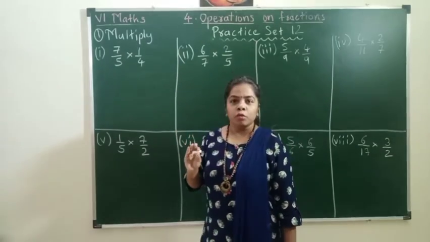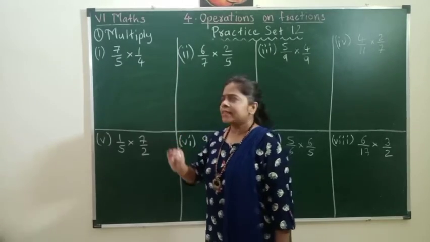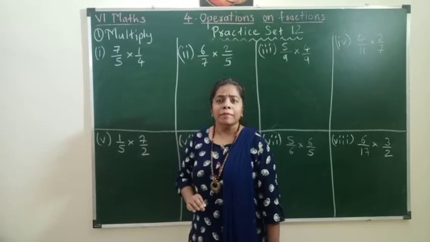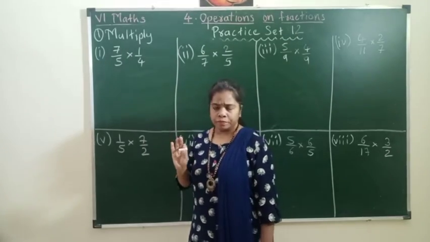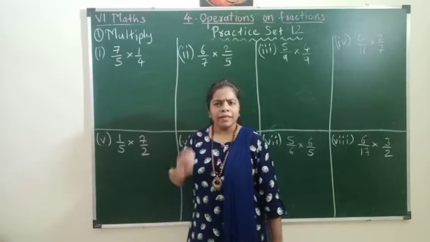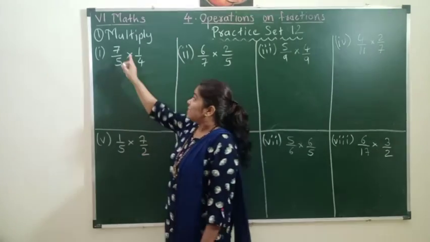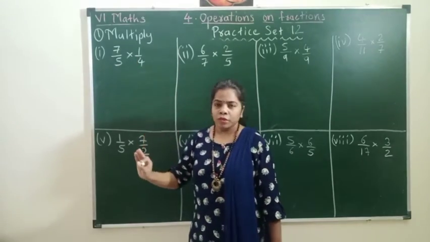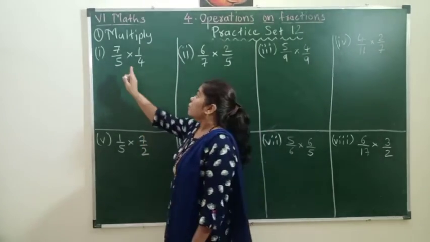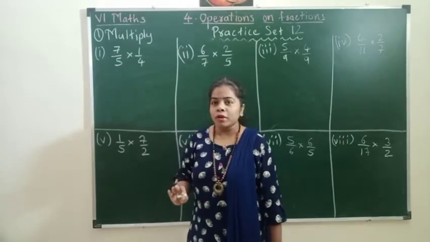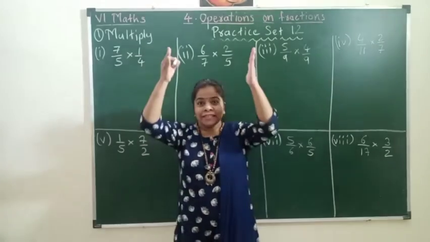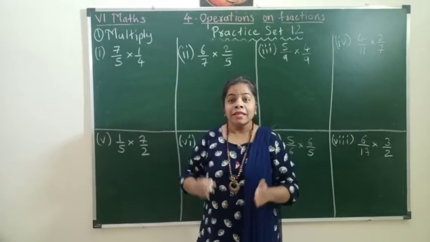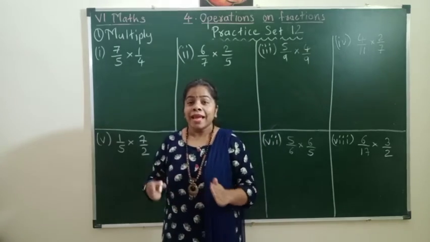Now, first sum. 7 upon 5 into 1 upon 4. In this sum, we will see first 7 and 5. Are they coming in any common table? No. 1 upon 4. Are they coming in common table? No. 7 and 4, see crossways also. 7 and 4, no. 5 and 1, no, they also don't come in any common table. So we have seen straight ways, we have seen crossways. Both ways we have seen and the numbers do not come in any common table.